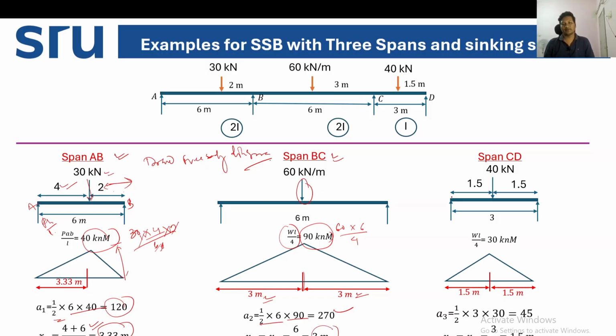Span CD. If you draw the free body diagram of span CD, this is C and D, and the point load is at the center, and the total span is 3 meter. In the same formula we apply WL by 4. Here W is 40, L is 3, divided by 4. So we are getting 30 kilonewton meter. And area 3 is half into base into height, okay, 45. XL and XR are nothing but half of the span, that is 1.5 meter XL and 1.5 meter XR.